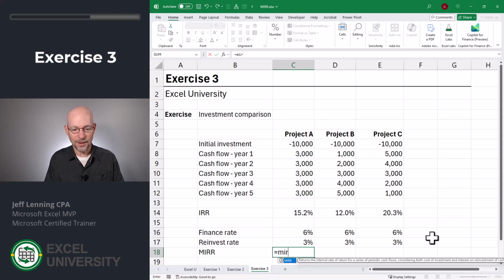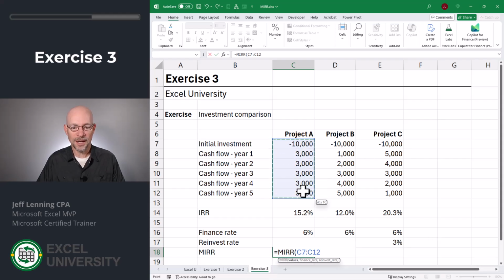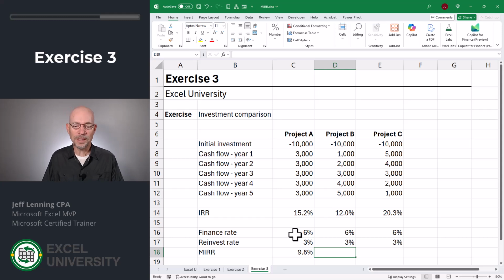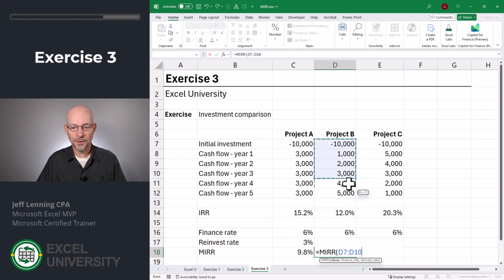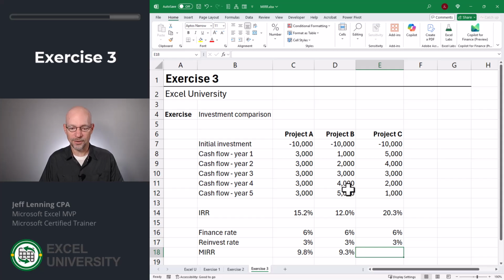Equals MIRR. The values for Project A are here, comma. The finance rate is the value in C16, and the reinvest rate is the value in C17. Close function and enter. And here we get 9.8%. Let's do the same thing for Project B. The values are here, comma. The finance rate is the value in D16, and the reinvest rate is D17. Close function and enter. Now that's 9.3%. Not as big of a difference.